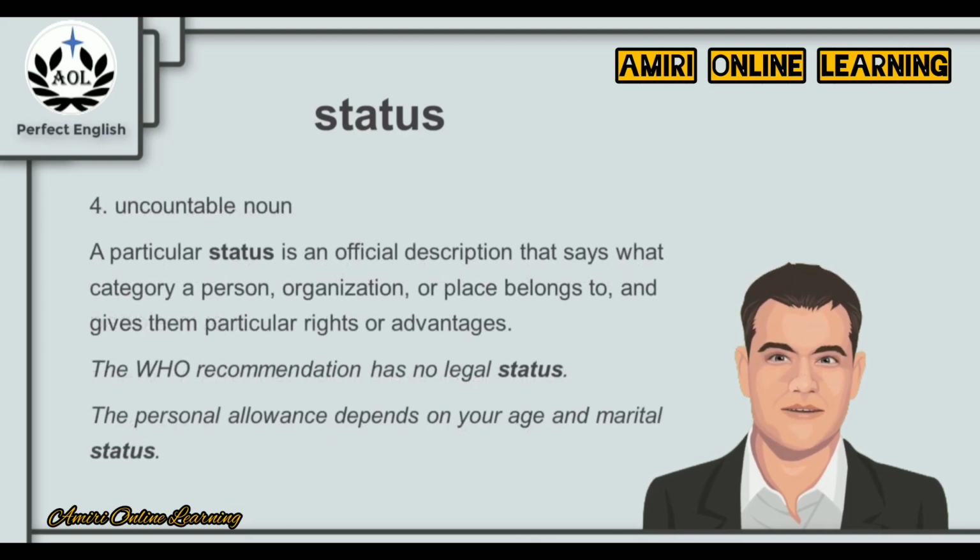And status can also be used in a kind of legal term, but it's not exactly. A particular status is an official description that says what category a person, organization, or place belongs to and gives them particular rights or advantages. For example, the WHO recommendation has no legal status, while the WHO is the World Health Organization. Another example, the personal allowance depends on your age and marital status. And that's a word we find in every single form we fill, the marital status. It's the place where we say if we're single, married, or divorced.